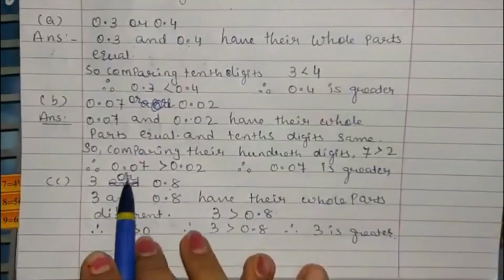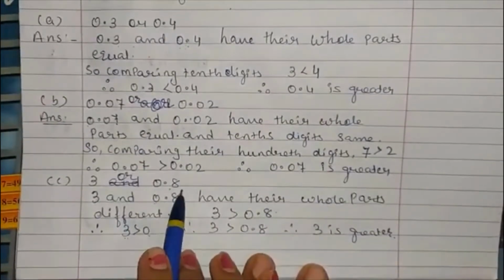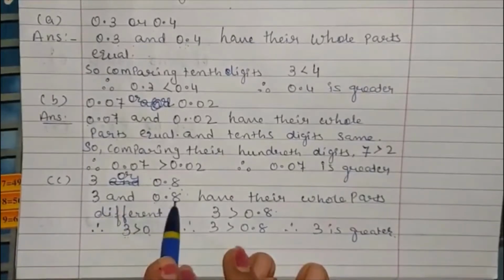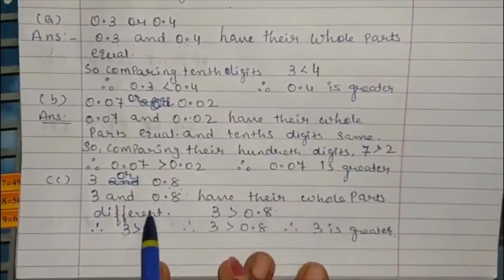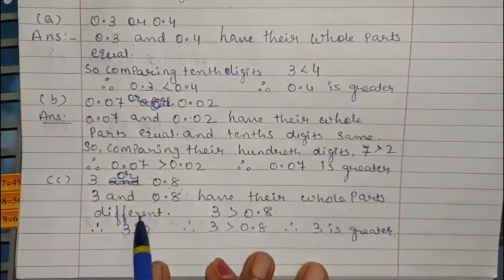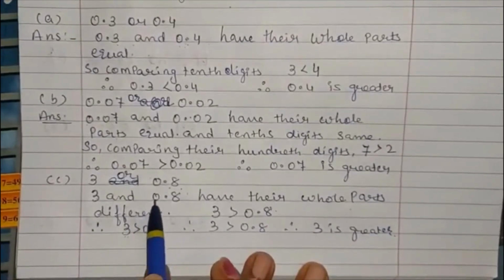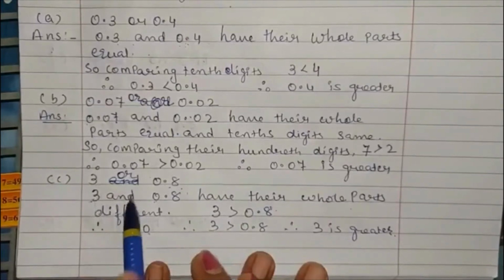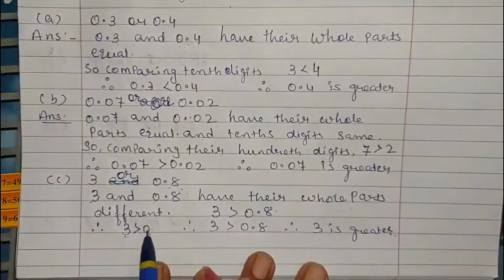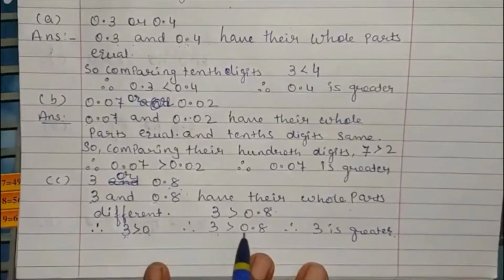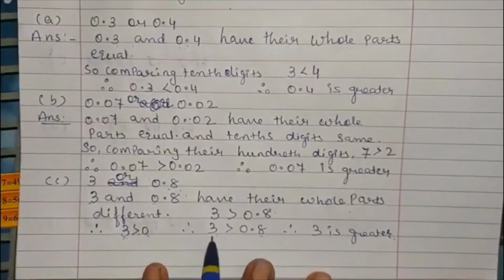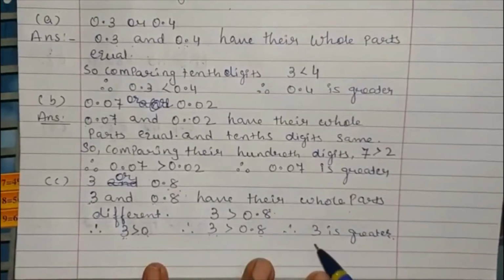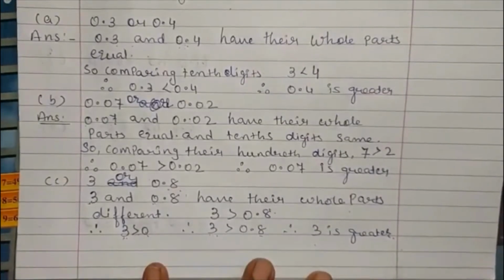Same. Next question, 3 or 0.8. Now 3 and 0.8 have their whole parts different. Why different, students? Because the values before the point, here is 0 and here is 3, which are the whole parts. So here 3 is greater than 0. Therefore 3 is greater than 0.8, because the whole number 3 is greater. Therefore 3 is greater.